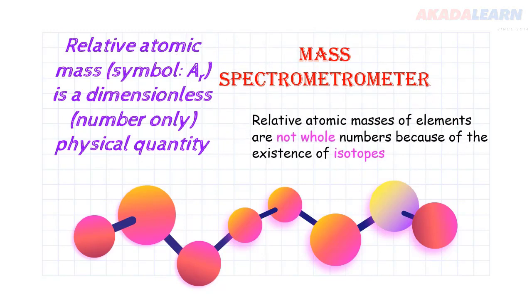Relative atomic masses of elements are not whole numbers. This is due to the existence of isotopes. Most elements have isotopes. And remember, we have said that isotopes are elements that have the same atomic number but different mass numbers. That difference in the mass number is caused by the difference in the number of neutrons in the nucleus of the atoms.